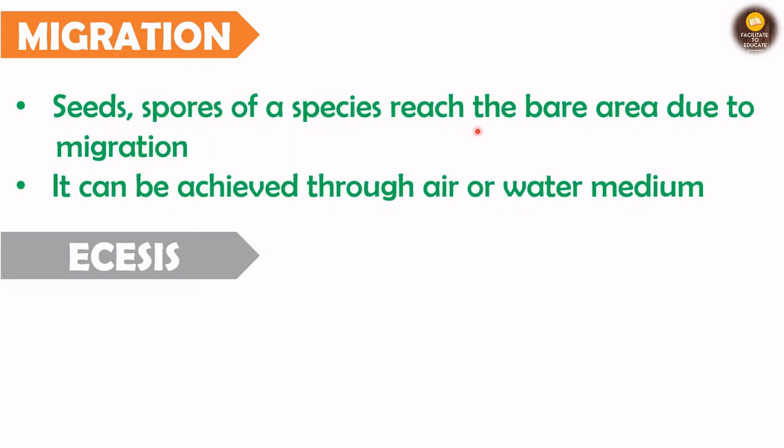In migration, the seeds or spores of a species reach the bare area. Why are we only talking about seeds and spores that will develop into plants? Because for an area to be ready for the consumers, the producers must come first. So the seeds or spores will first germinate the plants or plant-like organisms, and then only can animals live there. Also, migration can be achieved through air or water medium or any other migration medium if that is present.